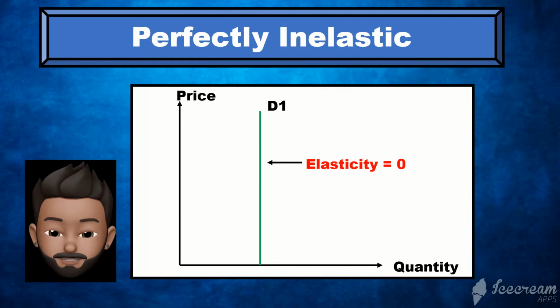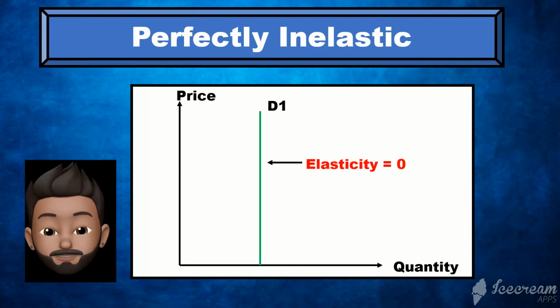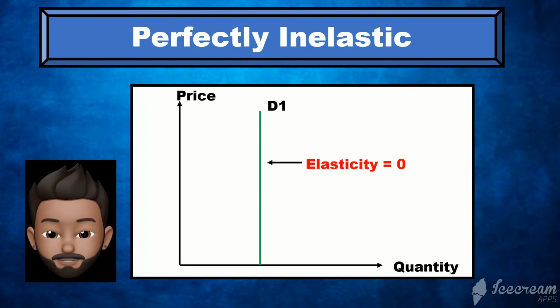Next, the definition of perfectly elastic demand. A perfectly elastic demand is a demand where any price increase will cause the quantity demanded to fall to zero, and reducing the price of goods or service will not increase sales.